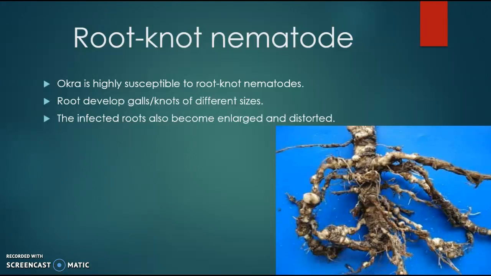Root knot nematodes. Okra is highly susceptible to root knot nematodes. Roots develop galls or knots of different sizes. The infected roots also become enlarged and distorted.